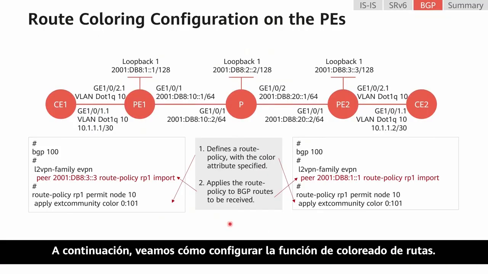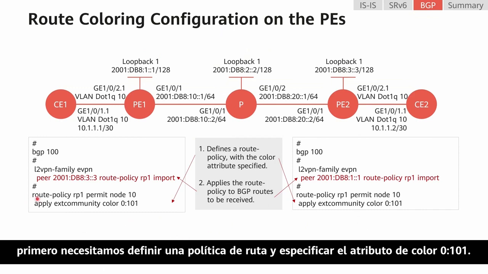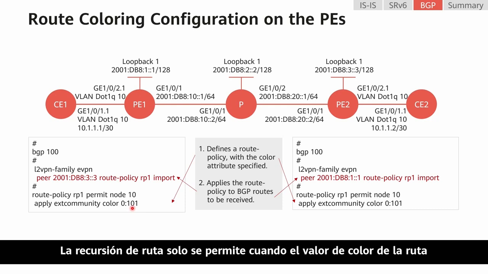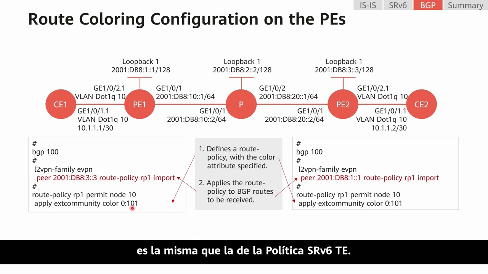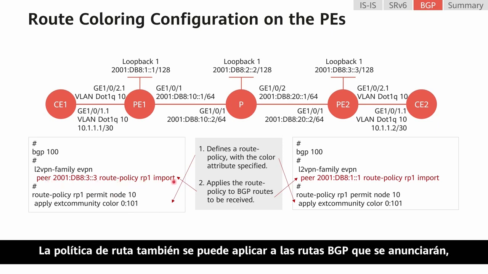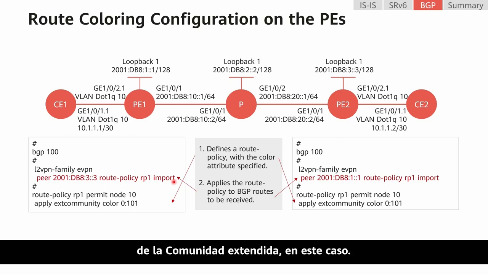Next, let's see how to configure the route coloring function. To achieve this, we first need to define a route policy and specify the color attribute 0:101. The value 0, which is fixed, indicates the color flag. The color value is 101. Route recursion is allowed only when the color value of the route is the same as that of the SRv6 TE policy. Then let's apply the route policy to BGP routes to be received. The route policy can also be applied to the BGP routes to be advertised, but we need to configure the device to advertise extended community attributes in this case.